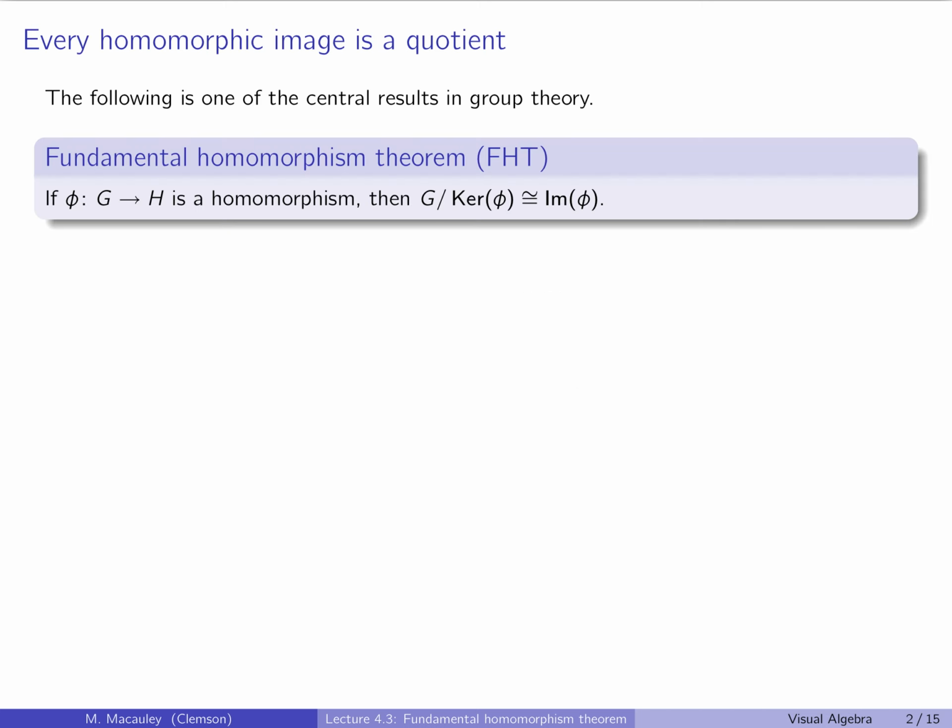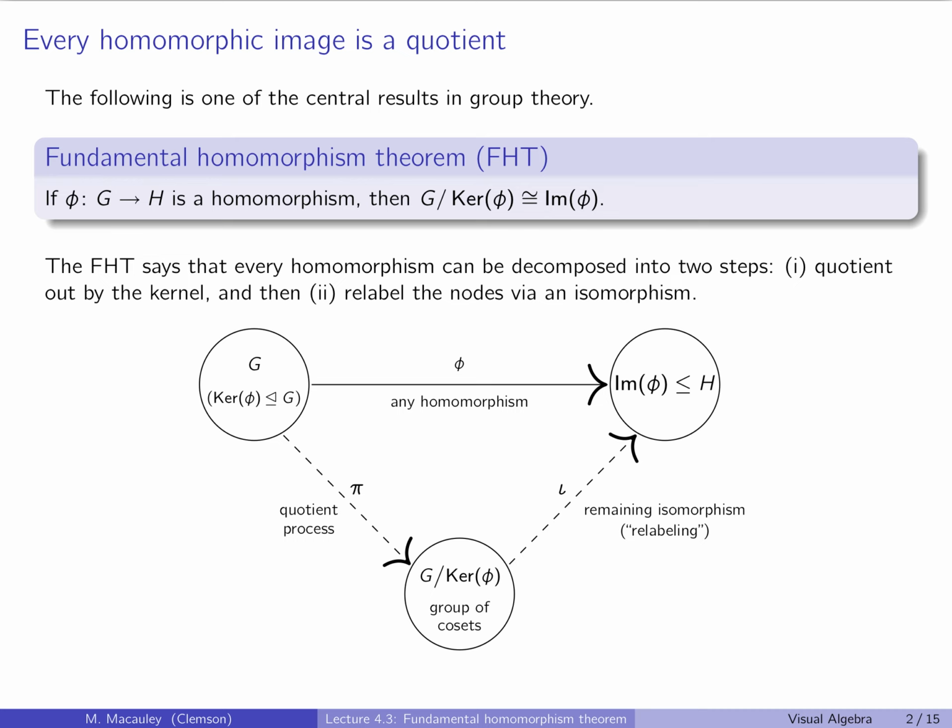The Fundamental Homomorphism Theorem, or FHT for short, is one of the central results in group theory. It says that if phi is a homomorphism from G to H, then G mod the kernel of phi is isomorphic to the image. This says that every homomorphism can be decomposed into two steps. First, quotient G out by the kernel to get a group of cosets, and then relabel those cosets via an isomorphism.